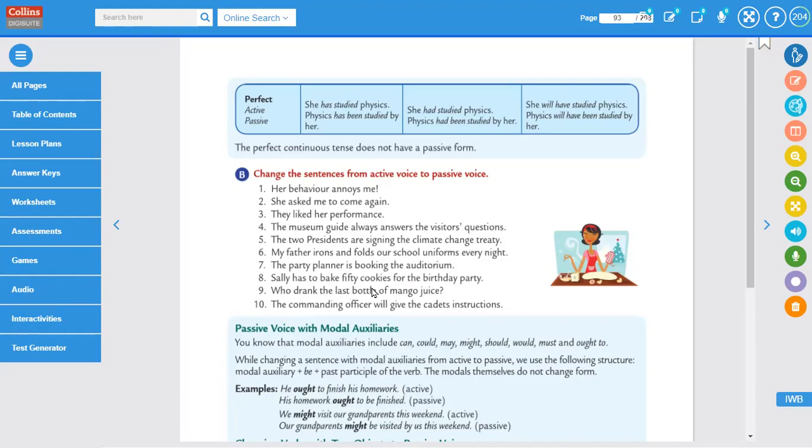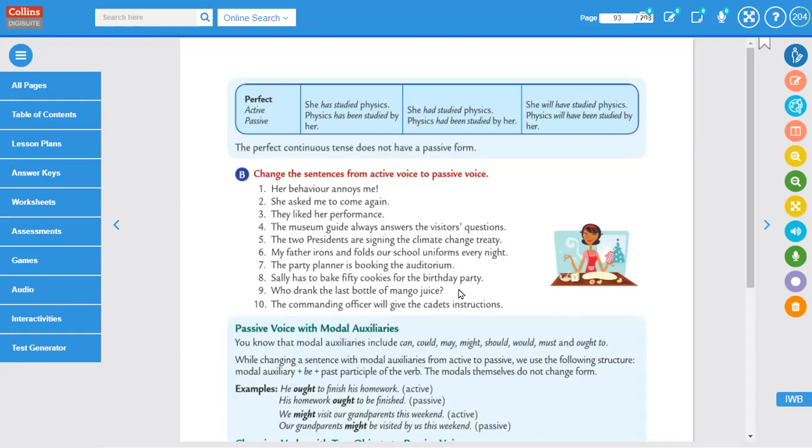Number 8. Sally has to bake 50 cookies for the birthday party. Ma'am, that will be, I think, 50 cake had have been. Cookies. Sorry, ma'am. Cookies. Yes. Ma'am, that will be 50 cookies have been baked by Sally for the birthday party. Okay. 50 cookies have been baked for the birthday party by Sally. Yes, you can put this at the end of the sentence as well. By Sally. Okay, fine.